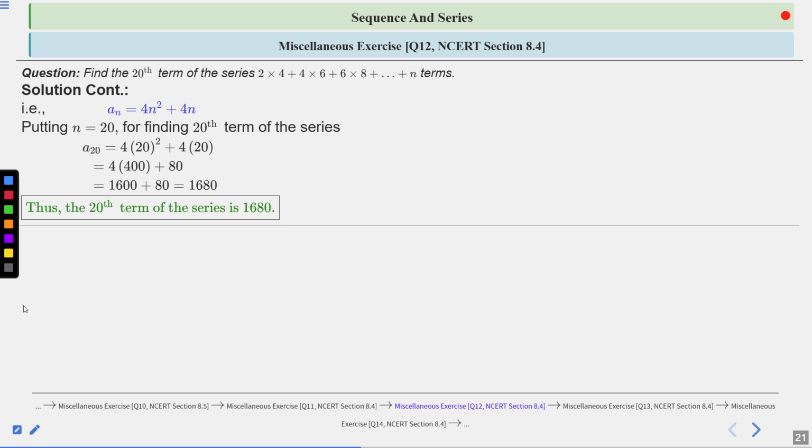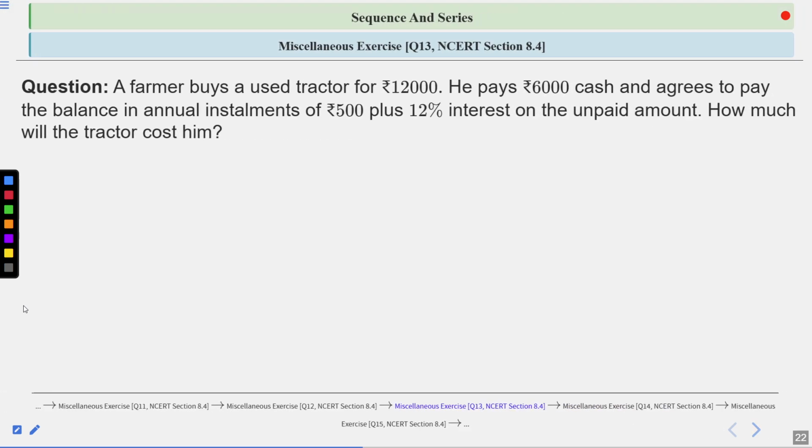Okay, let's move to the next question. Next question is question number 13. A farmer buys a used tractor for Rs 12,000. He pays Rs 6,000 cash and agrees to pay the balance in annual installments of Rs 500 plus 12% interest on the unpaid amount. How much will the tractor cost him? So you have 3 minutes to solve or think about this question. After that, we'll move to the solution part.